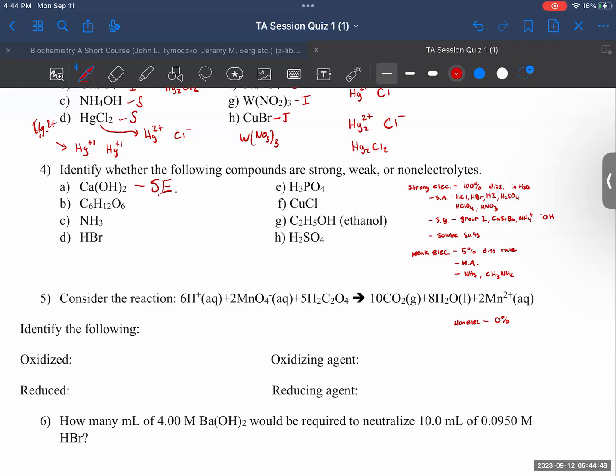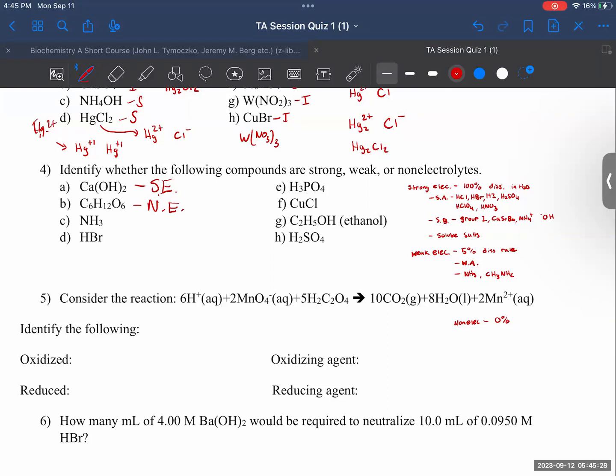So glucose is a sugar. A sugar will dissolve in water, but it's not going to dissociate in water, right? It's going to stay in its cyclic structure. So with that, is glucose a strong, weak, or non-electrolyte? Not, right? It'll dissolve, but we're asking, is it going to dissociate? It's not going to dissociate. Does that make sense? So therefore, glucose is a non-electrolyte, abbreviated NE.